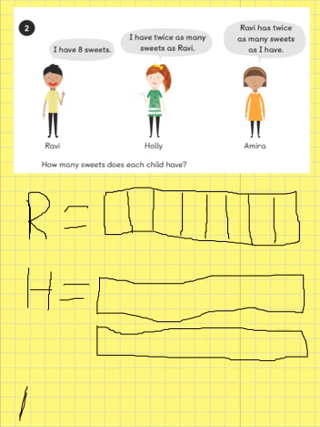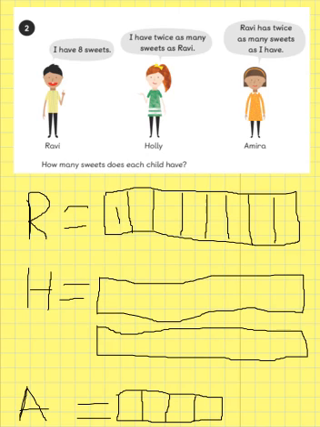And then Amira is going to have twice as many sweets as Ravi. Sorry, Ravi has got twice as many sweets as Amira. So actually Amira is going to have half that. So she will have 4 because Ravi has then got twice. I think that makes sense. How many sweets does each child have?